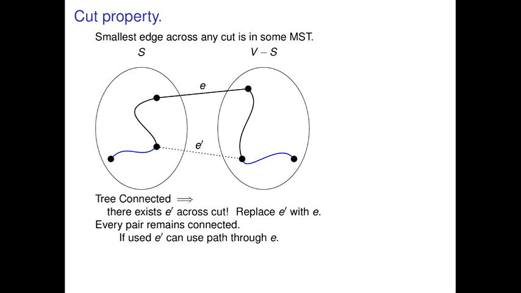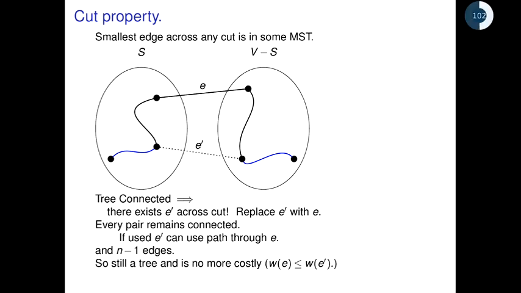Okay, this is the cut property. And the number of edges in this tree is n minus 1, because we deleted an edge and we added an edge. So now we have a graph that's connected, and it has n minus 1 edges. So therefore it's a tree. That's the property we proved at the beginning. So still a tree.